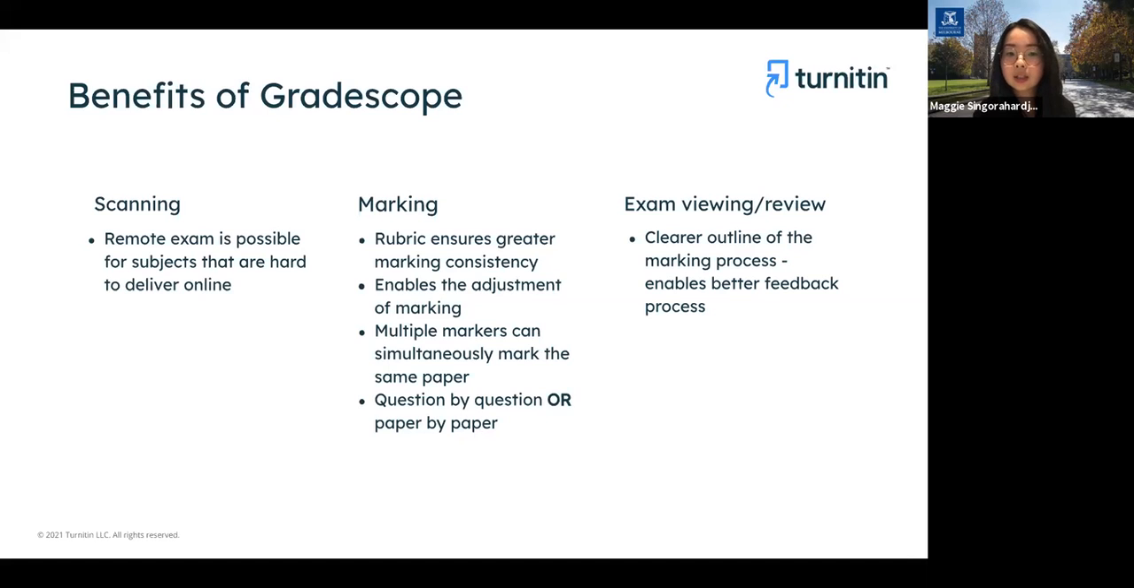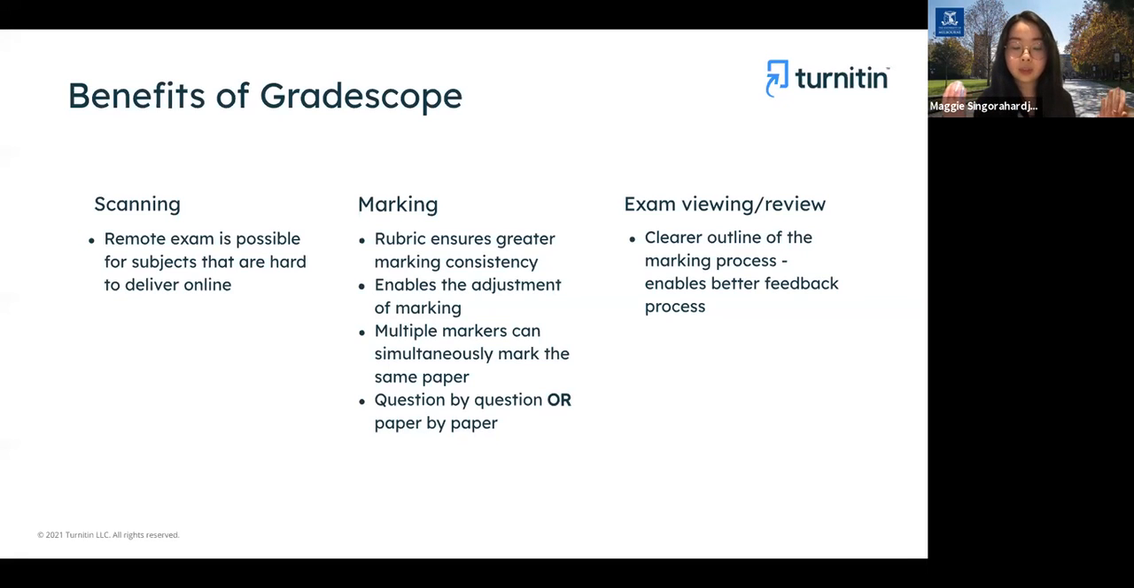The last category is in terms of exam viewing and review. So we realized this by the time it comes to exam review. In the past, when we did paper-based exams, during the exam review period, some of our exam review is about a month or 2 months after we finish marking. And as Matt mentioned previously, a lot of times there will be multiple markers marking the same exam paper.